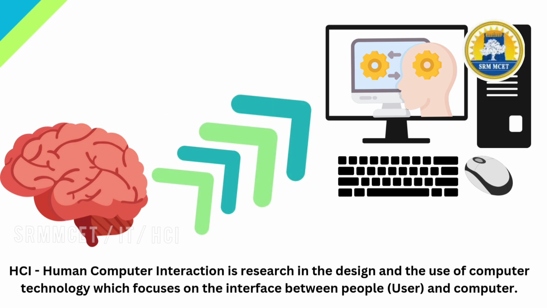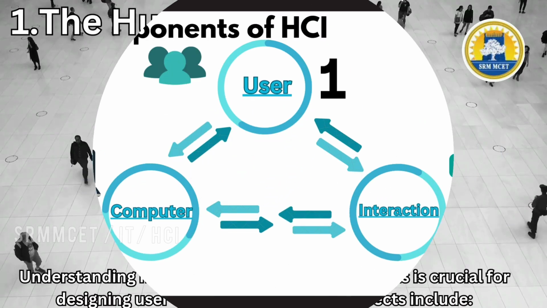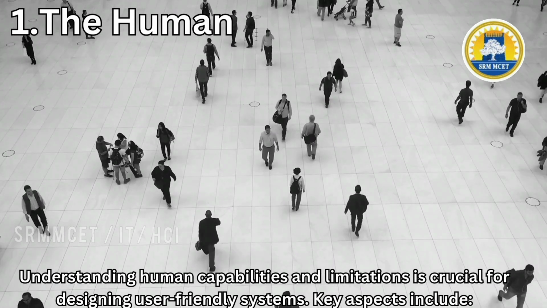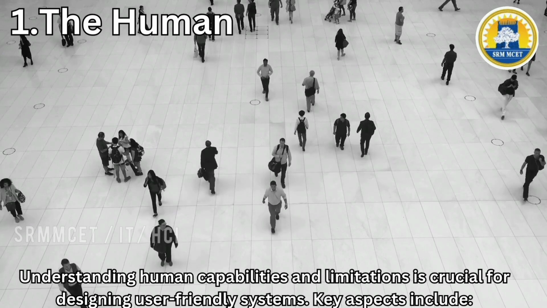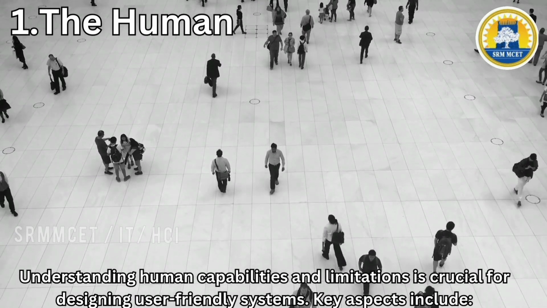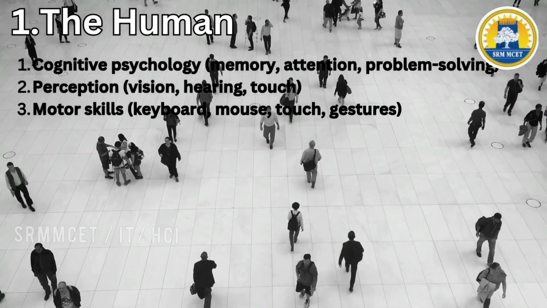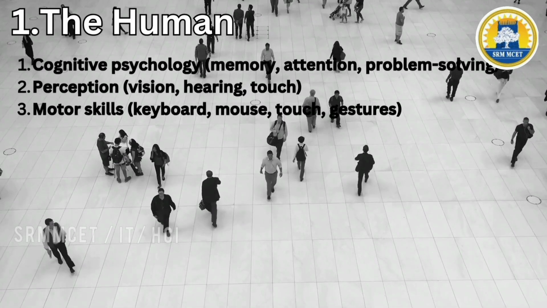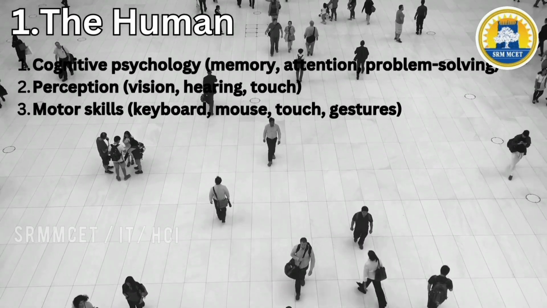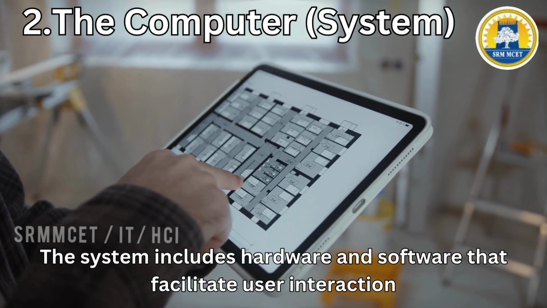So, the initial step is key components in HCI. First one is user, second one is computer, and third one is interaction. The first one is human, the user. Understanding human capabilities and limitations is crucial for designing user-friendly systems. The main key aspects include cognitive psychology, that's memory, attention and problem solving, and next one is perception: vision, hearing, touching, then the motor.